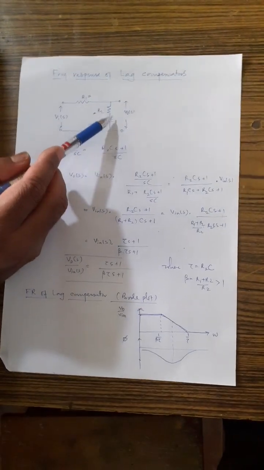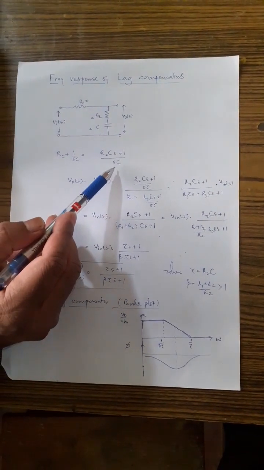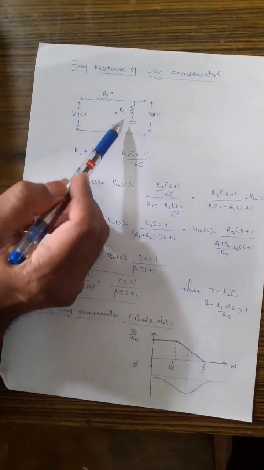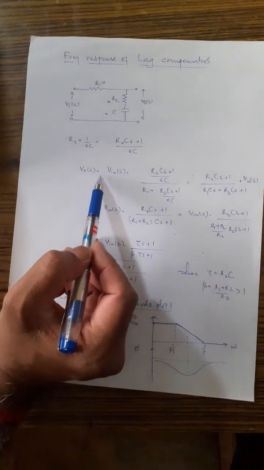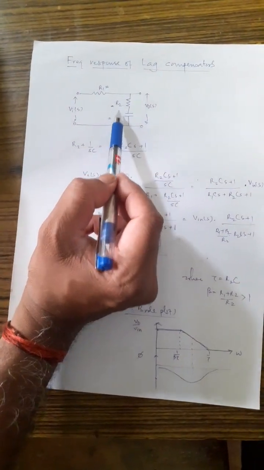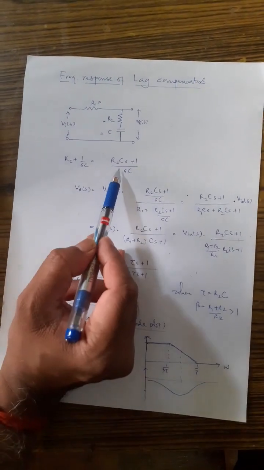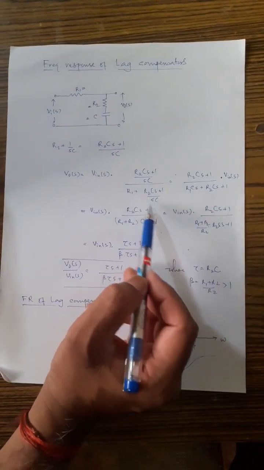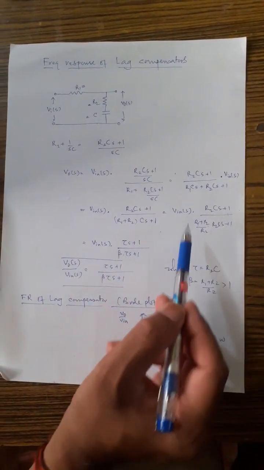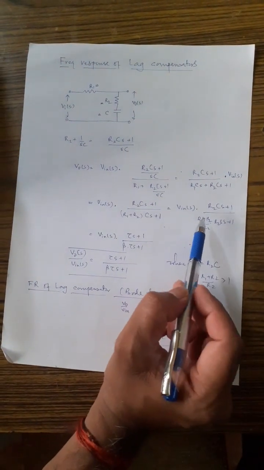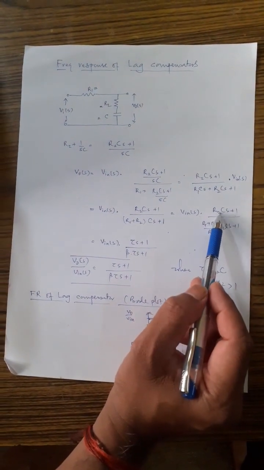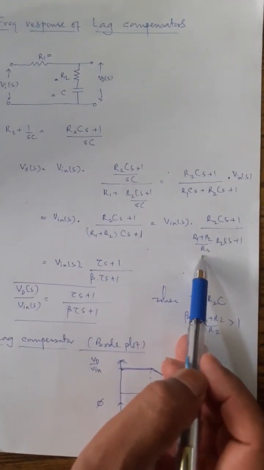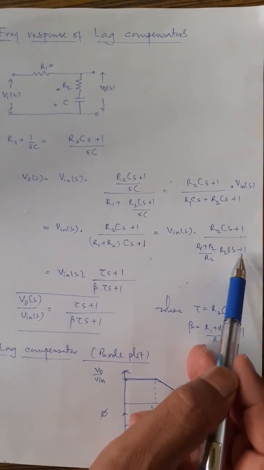So if you simplify these two, this is what you are going to get. This is nothing but a divider network, treating this as one impedance and this as another impedance. So V0(s) is equal to Vin(s) into this impedance, that is this part, divided by this plus this, R1 plus so and so. If you simplify it, it takes the shape of Vin(s) into (R2Cs + 1) divided by (R1 + R2)/R2 into (R2Cs + 1).